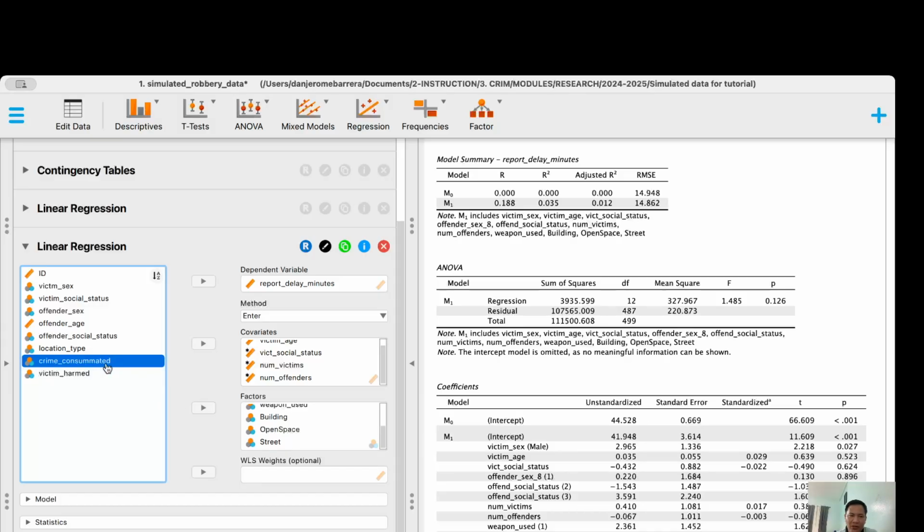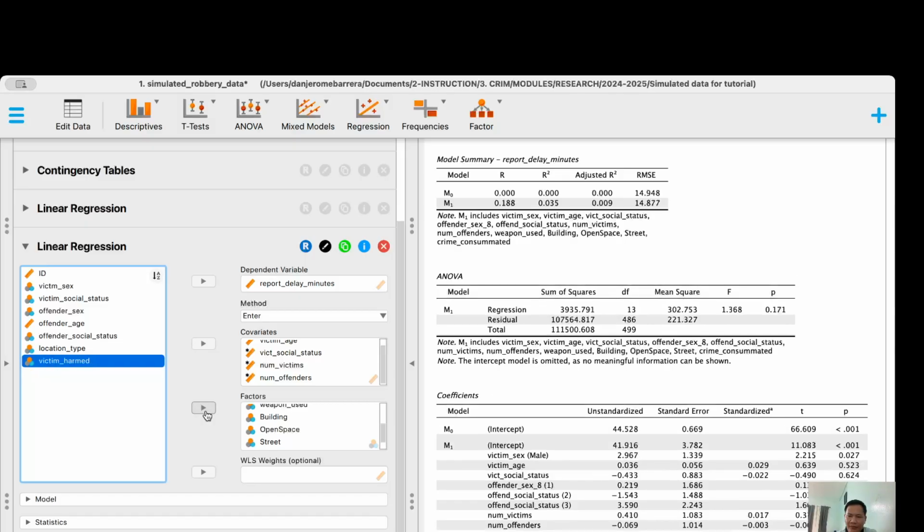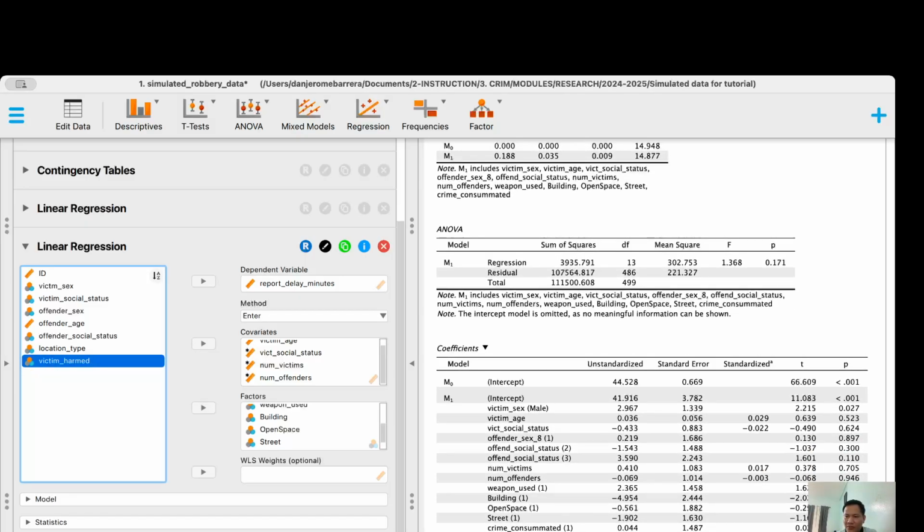How about whether the crime was consummated? Let's add it to factors. So again, there's no significant relationship. So we can see now the complete table with the list of the variables and the coefficients and the p-value. Let's look at review. Let's review the variables.